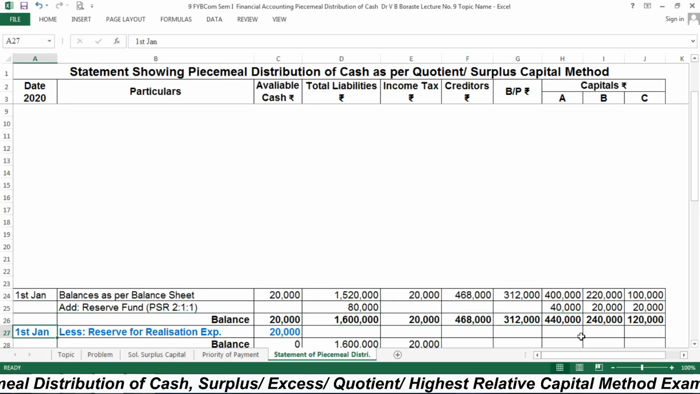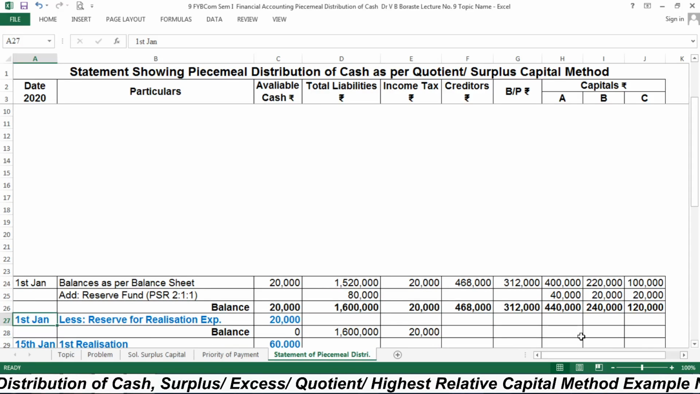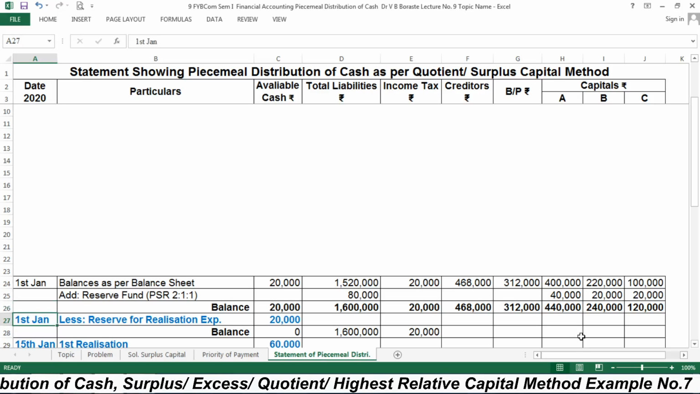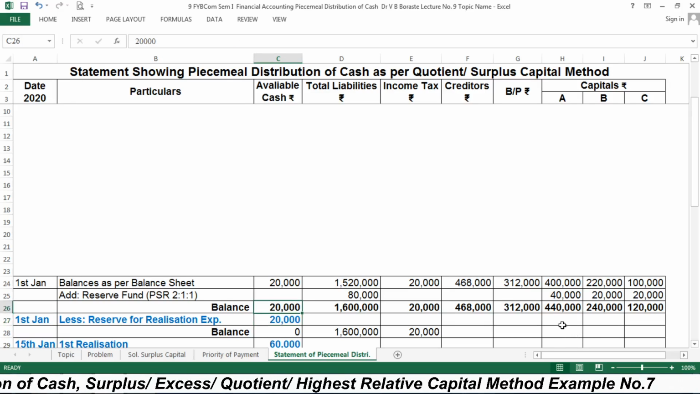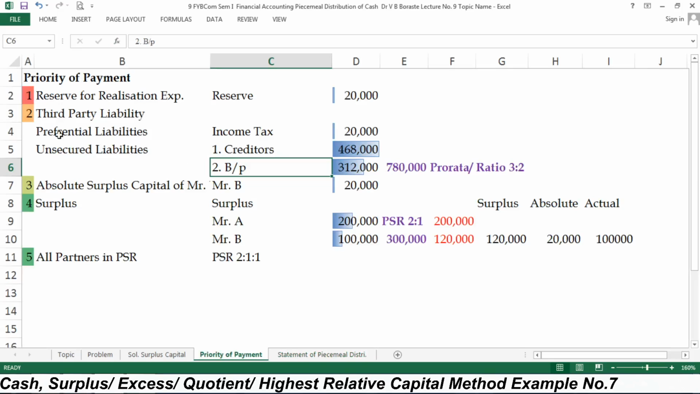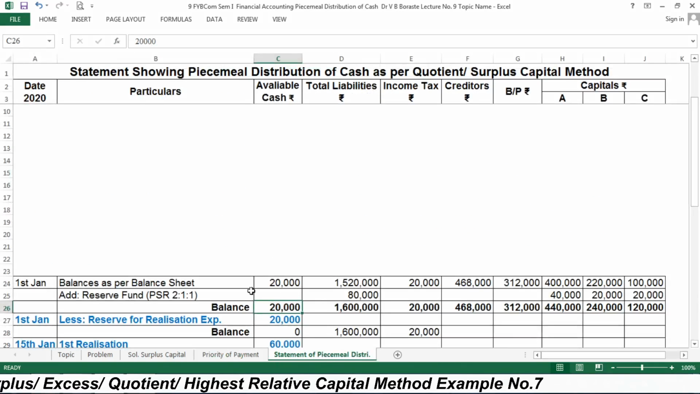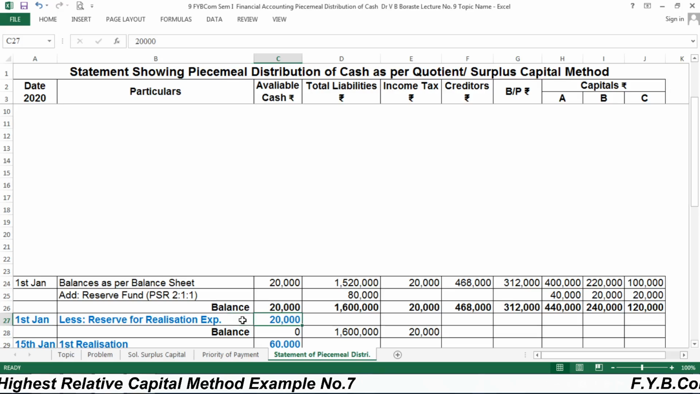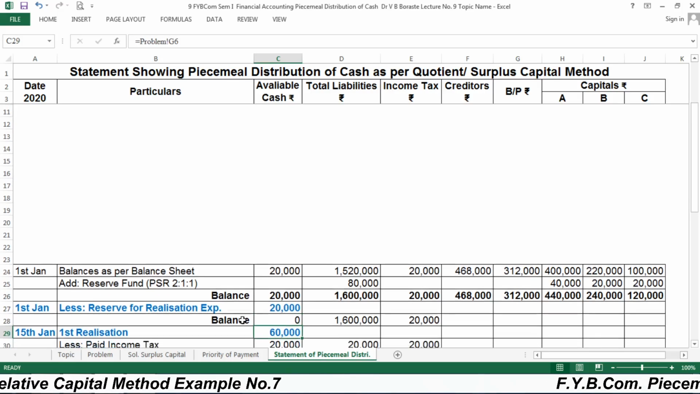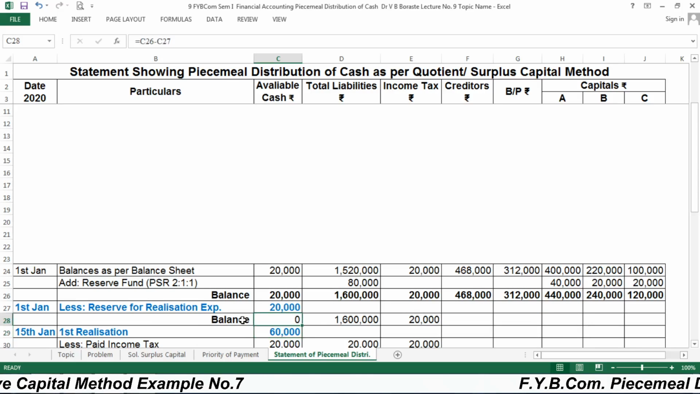So here you can see the first realization. There is no need of first realization. We have 20,000 of cash, and the first priority, you can see here, is reserve for realization expenses, that is 20,000. So our whole balance of rupees 20,000 will be kept aside for the realization expenses. So less reserve for realization expenses in our hand. Now balance is nil, that is 0. That means we don't have a single rupee for further payment.